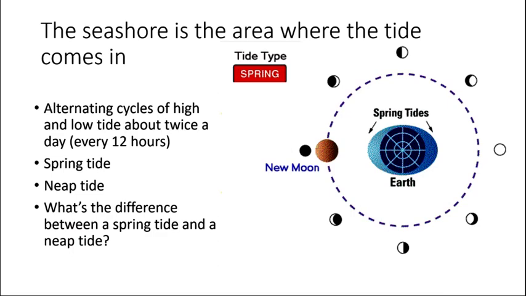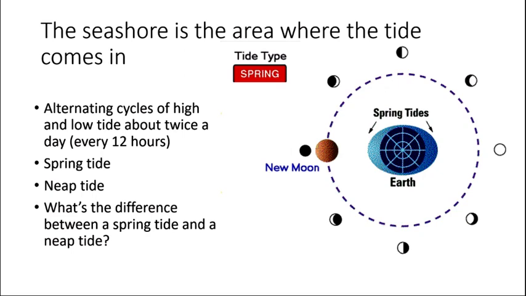And as you can see on this animated figure here to the right, it shows you that the phases of the moon control the level of tide at each time. So the alternating cycles of high and low tide occur about twice a day, or every 12 hours or so.